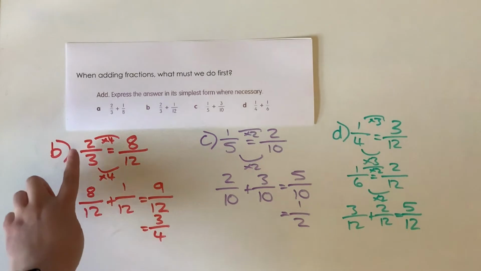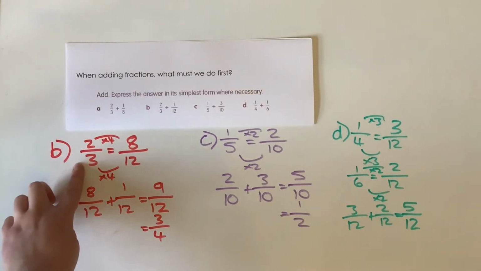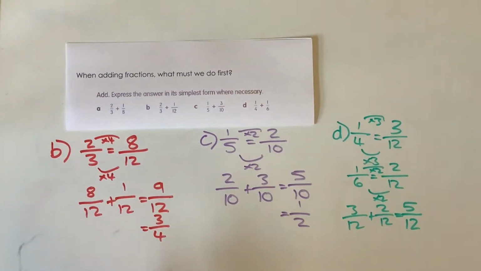So B, you only had to convert 2/3, so that it became 8/12. When you added them together, you got 9/12, and then I could simplify that into 3/4. C, when we added them together as like fractions, you should have got 5/10, which once again we can simplify to a half. And then finally for D, when I add them together, I get 5/12, which I cannot simplify. So the answer is just 5/12.